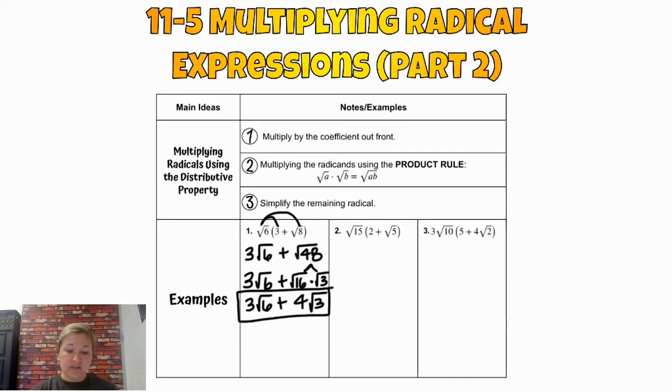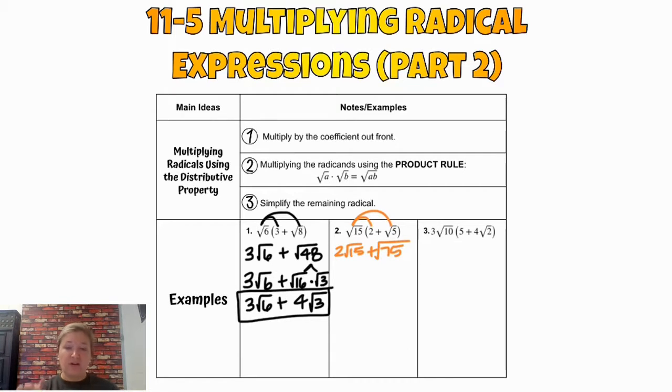All right, so let's look at the next one. So I'm going to multiply the square root of 15 times both of those. So I have 2 square root of 15 plus the square root of 75. So multiplying 15 times 5.